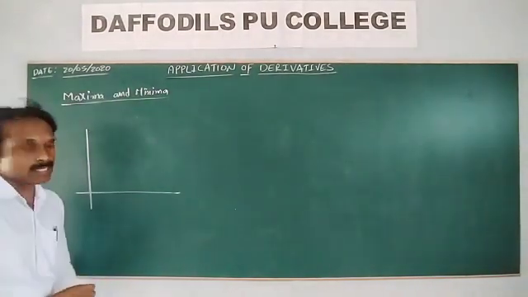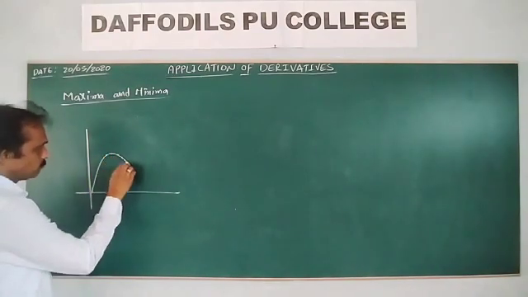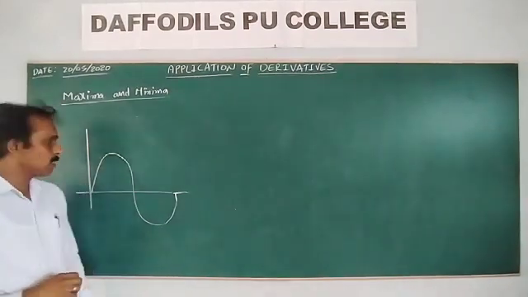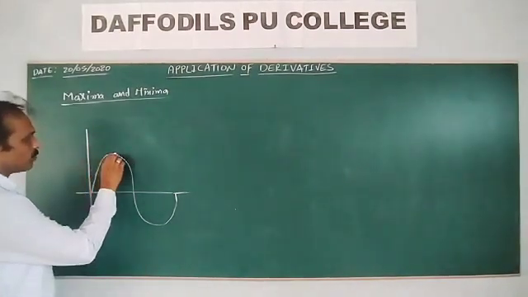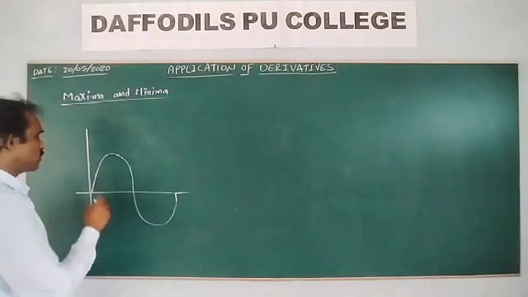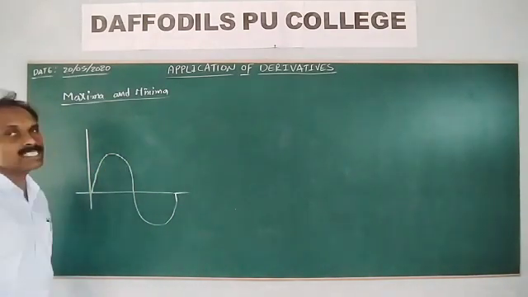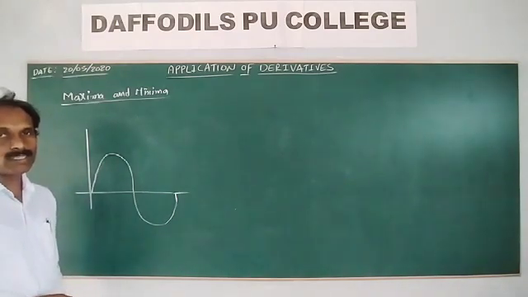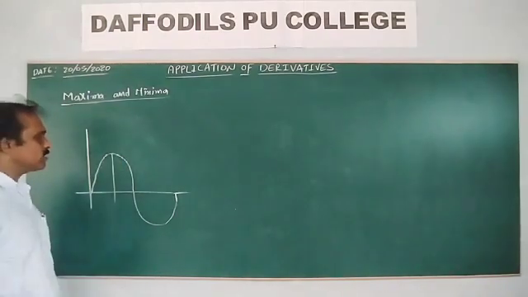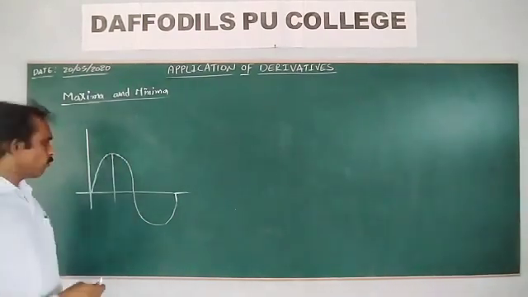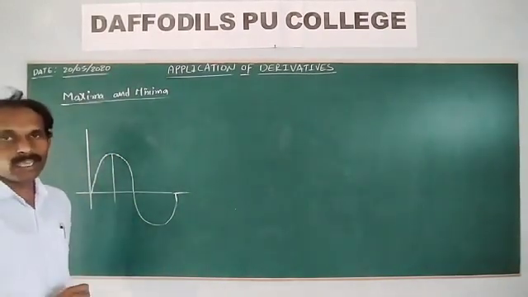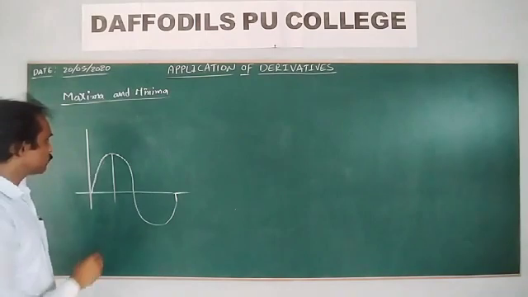Suppose, what is a turning point? The point at which the function changes its nature, then the point is called a turning point. At this point, the function changes its nature. What is the meaning? So this is an increasing function.